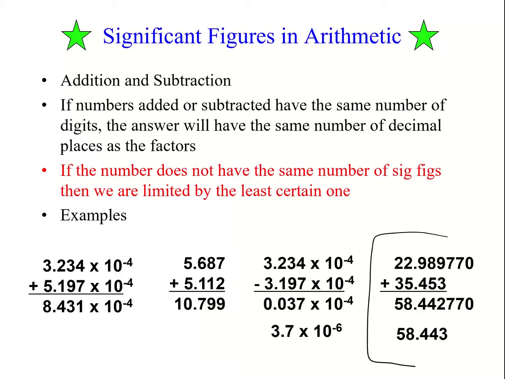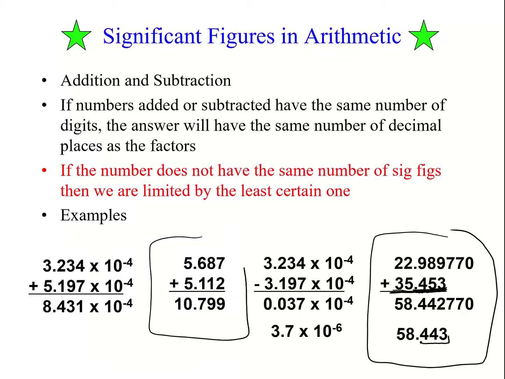If we take a look at this example on the slide, you can see that my limiting term, 35.453, has only 3 decimals. My answer cannot be more accurate or more precise than any of the numbers I'm using in the calculation, so the answer must have only 3 decimals. The number of significant figures in the answer may exceed or be less than in the original numbers. If the numbers do not have the same number of sig figs, then we are limited by the least certain one. Let's take a look at the second example now.